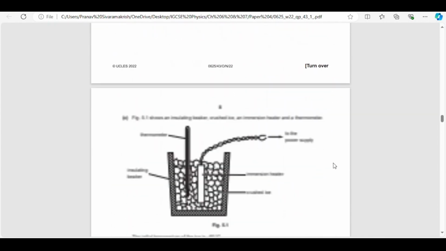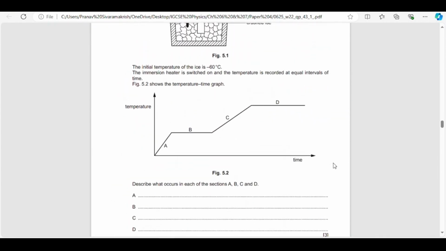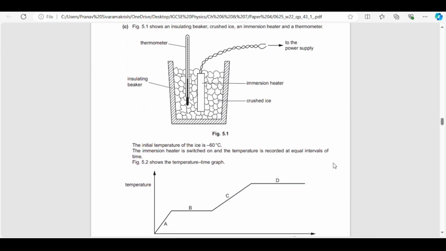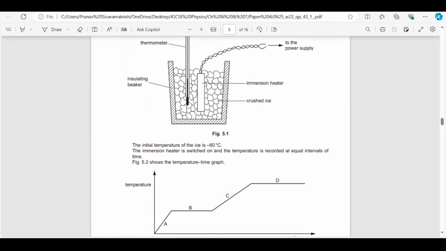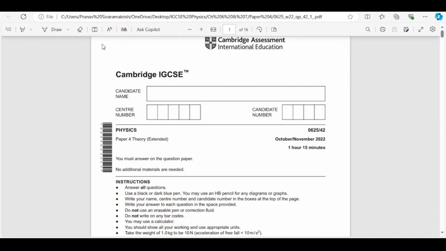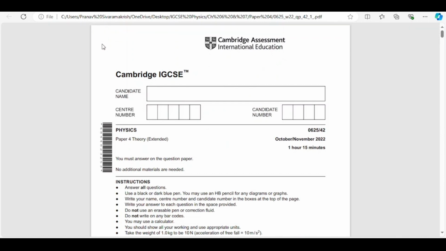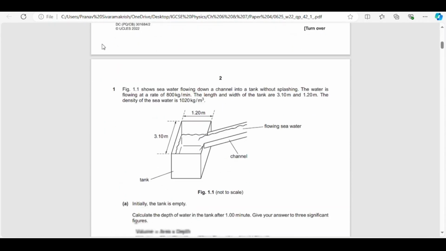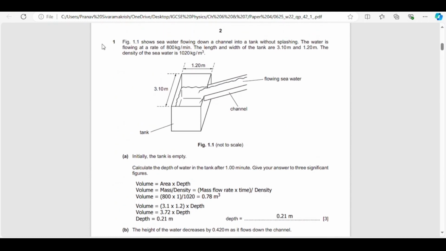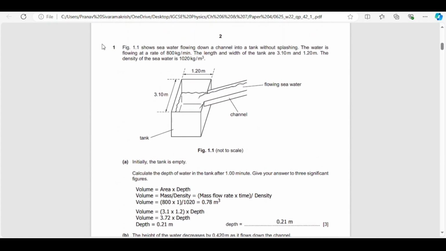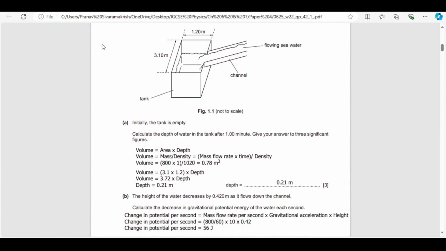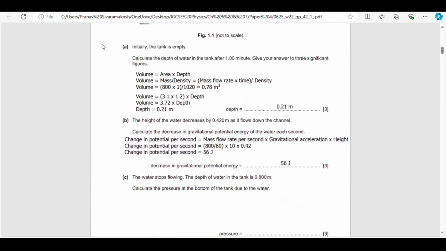Are there any other questions on energy? No, it looks like we move on to some thermal concepts. So if we move on to the next paper, October/November 2022, variant 4.2, we got a first question, which has a link to this chapter.